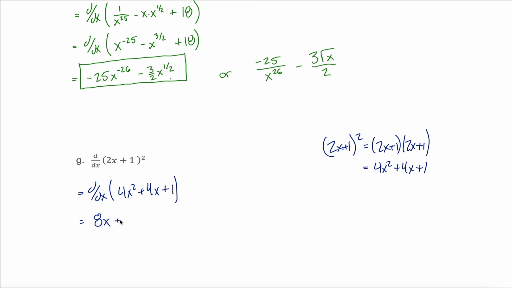For the second term, take the derivative of 4x, pull the 4 out in front. The derivative of x is just 1. 4 times 1 just gives me 4. The derivative of the 1 is just a 0. My answer is 8x plus 4.